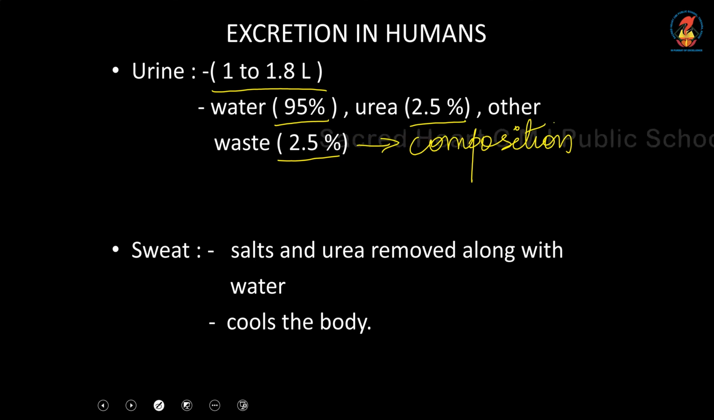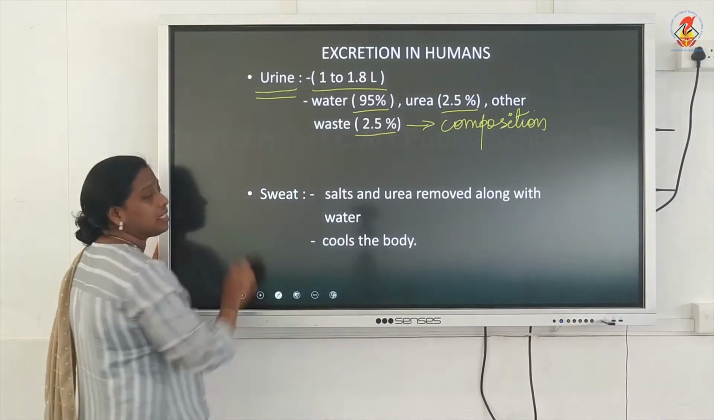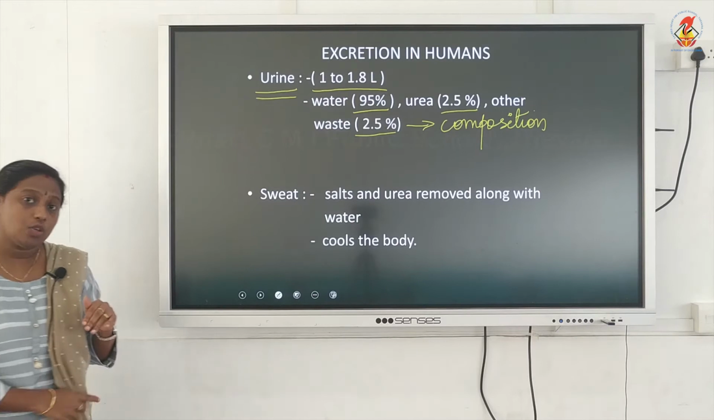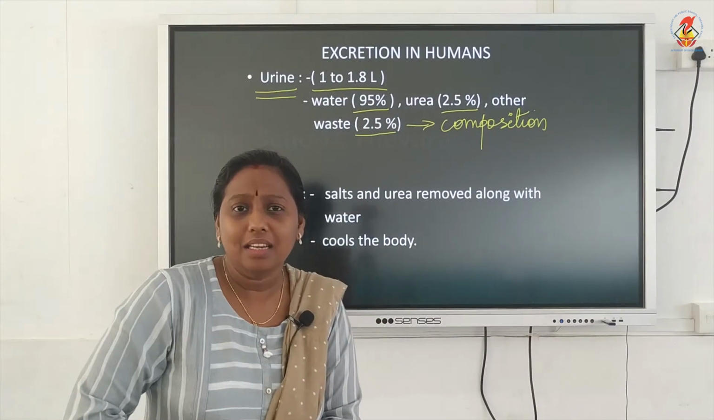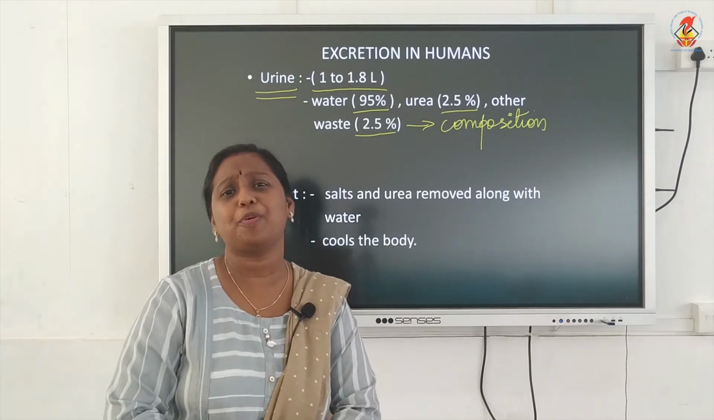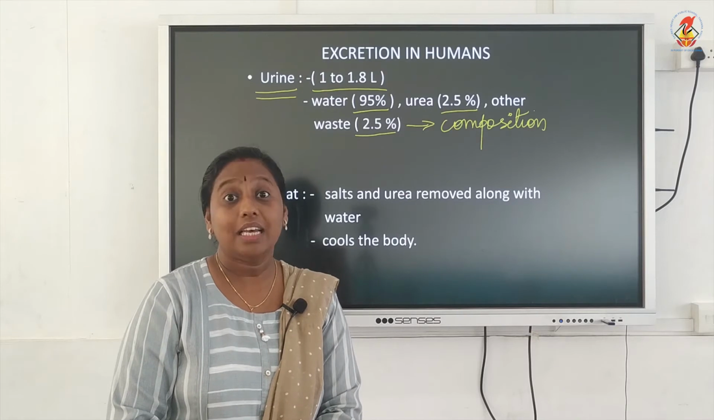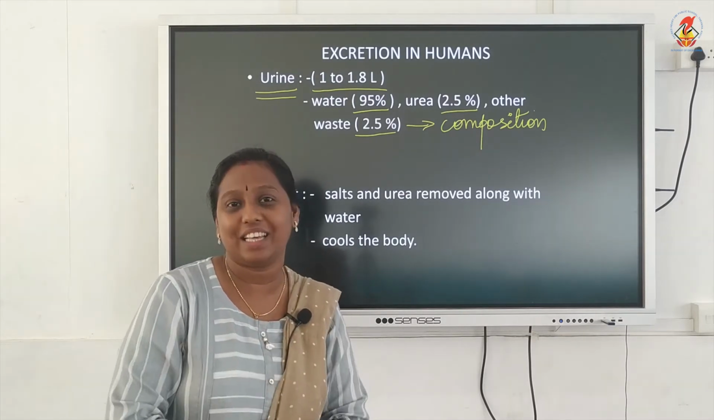Clear? Yes. Now, urine is one of the excretory products in our body. This urine is actually produced by your kidneys. Other than the kidney, certain other organs in our body also help in the process of excretion. Another major organ which helps in excretion is our skin itself.